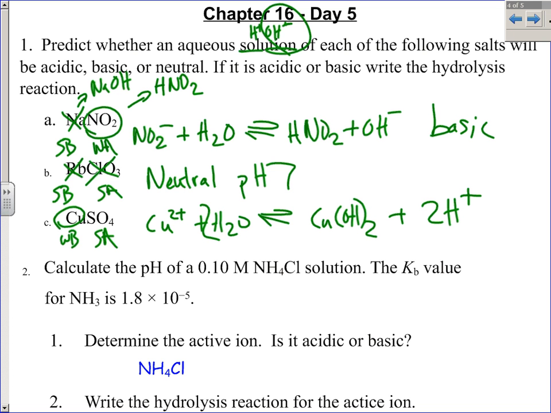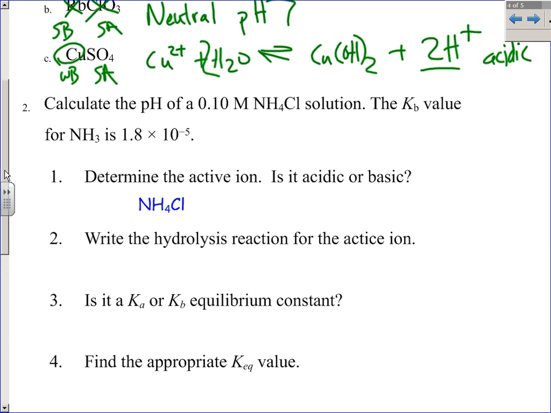So that would be a hydrolysis reaction, and because we're making H plus, that should confirm what you're thinking in your head, that this would be an acidic solution. Your pH should be less than 7. Now, what would those look like as an acid-base problem? Well, this is the reasoning you have to go through here.